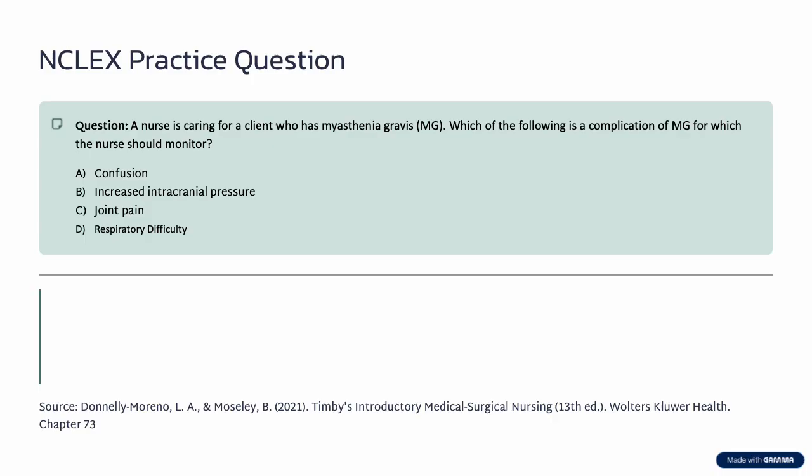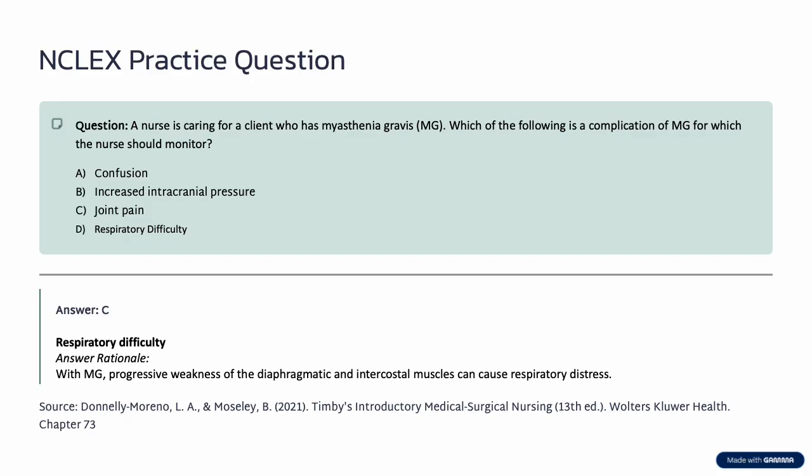All right, let's test your knowledge. NCLEX practice question. The nurse is caring for a client who has myasthenia gravis. Which of the following is a complication of myasthenia gravis for which the nurse should monitor? A, confusion; B, increased intracranial pressure; C, joint pain; or D, respiratory difficulty. You can pause here if you need to. I'm going to go on to the answer.